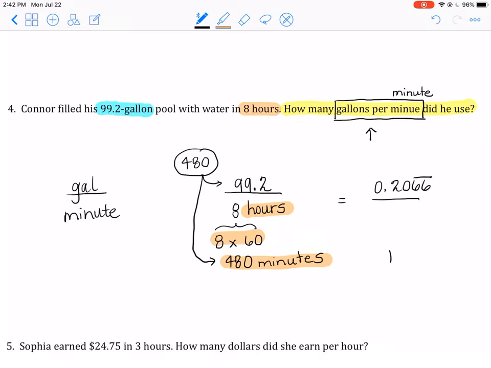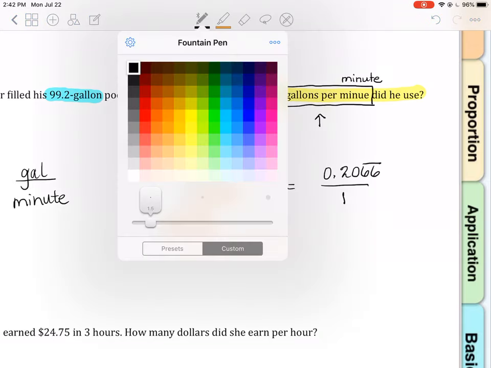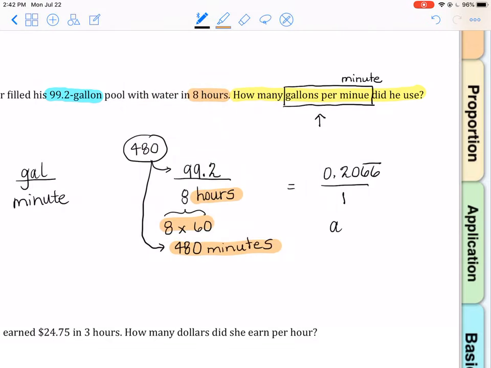Those 6's repeat. So I'm going to pull him right up here, about 21/100ths of a gallon per minute. It's about 1/5 of a gallon every minute. So about 5 minutes per gallon.